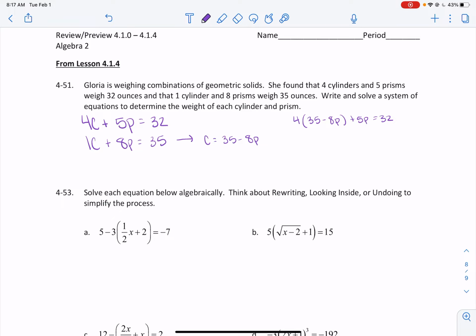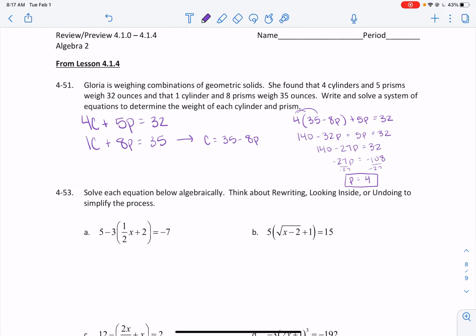Okay, so let's just distribute here. 4 times 35 is 140, minus 32P, plus 5P equals 32. Combine like terms: 140 minus 27P equals 32. We'll subtract the 140 on each side, so negative 27P equals negative 108. Divide by negative 27 on each side, so P is equal to 4.